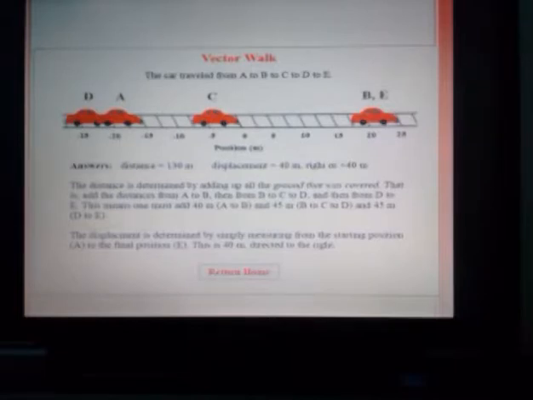And the displacement is determined by simply measuring from the starting position, letter A, to the final position, or the point E. And this is 40 meters directed to the right, or positive 40 meters.